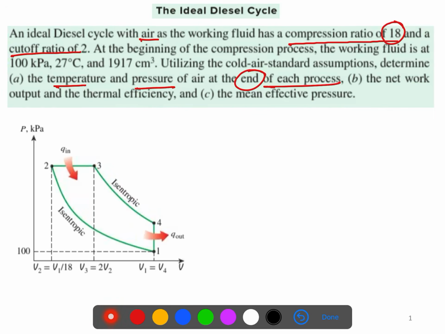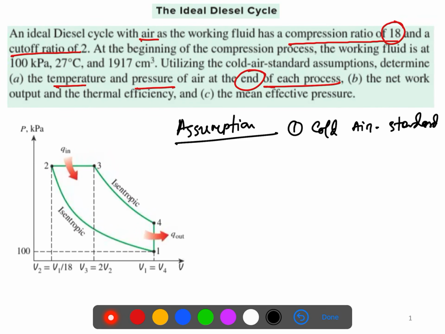So, assumptions. As usual, I will not spend much time on these assumptions. The first assumption is the air standard assumptions. So we can say that the cold air standard assumptions are applicable. And the second assumption is that the change of kinetic and potential energy, delta KE and delta PE, is close to 0. So those are our two assumptions.